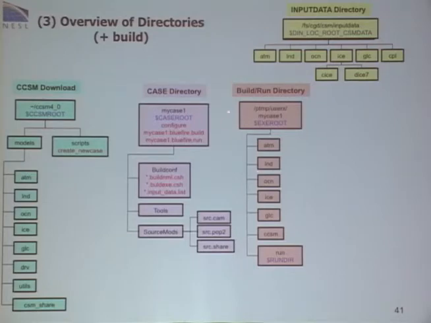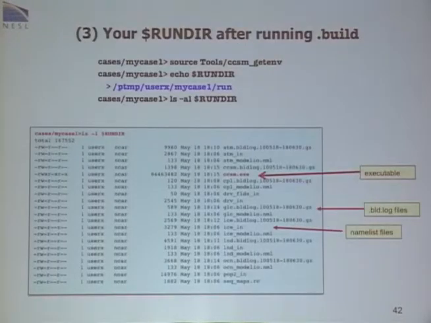So each of these subfolders, real quick, these are mostly used during the compilation and building of the model. And this is the directory from which the model will actually be run. If you look inside that directory, you'll see the actual executable, you'll see log files for the build, and you'll see the namelists for each component. These are just basic Fortran namelists that have all the namelist settings for each component.